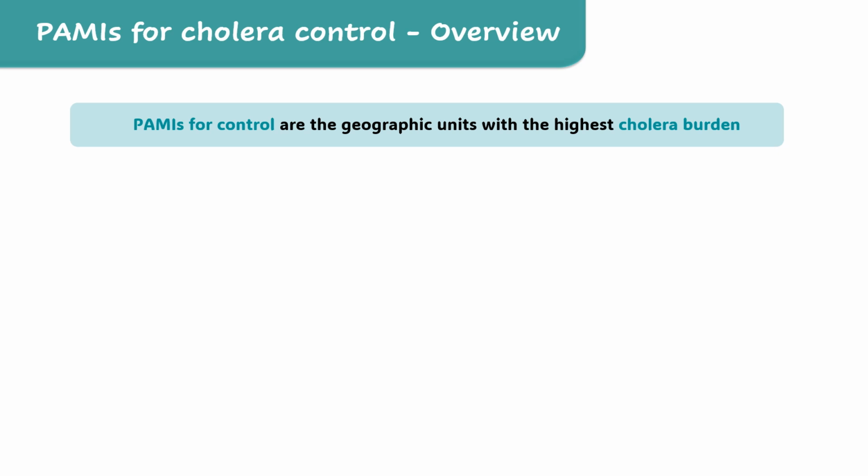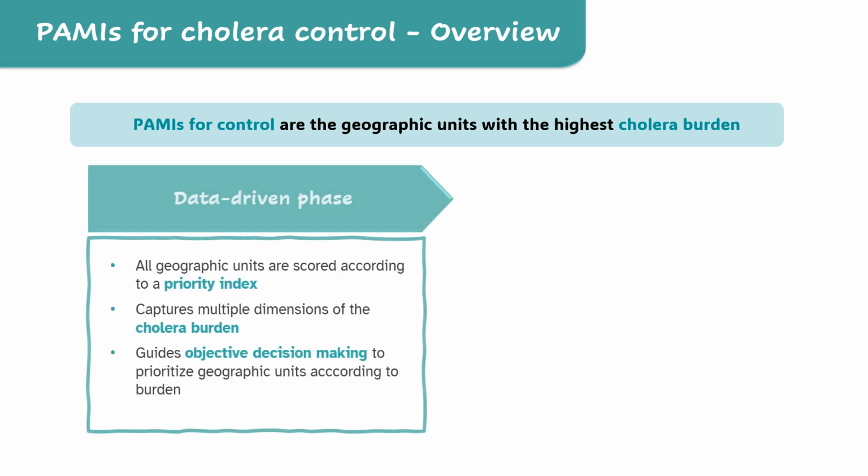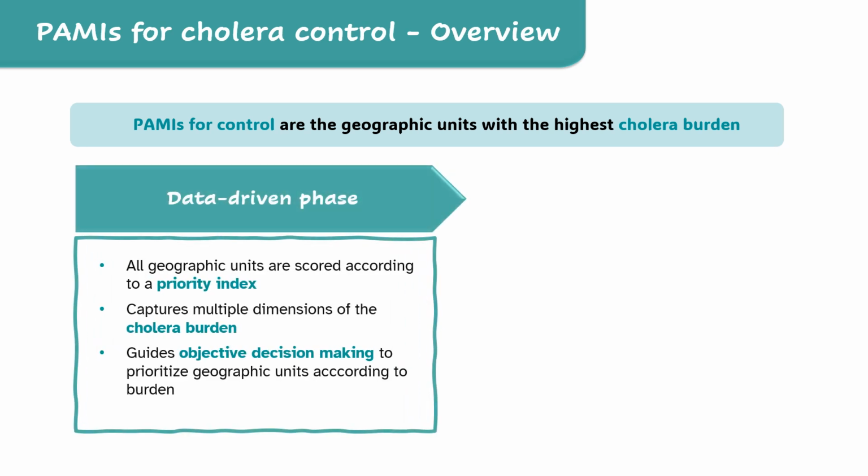In a nutshell, identifying PAMI for cholera control is about identifying geographic units with the highest cholera burden. There are two main phases to identify PAMI for cholera control. The first phase is driven by the data. At this phase, all geographic units of the country are scored according to a priority index. This index captures multiple dimensions of the cholera burden. Calculating this index aims to guide objective decision-making in order to ensure that PAMI for cholera control are indeed the geographic units which have the highest burden.